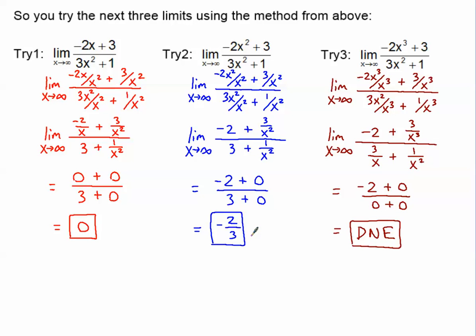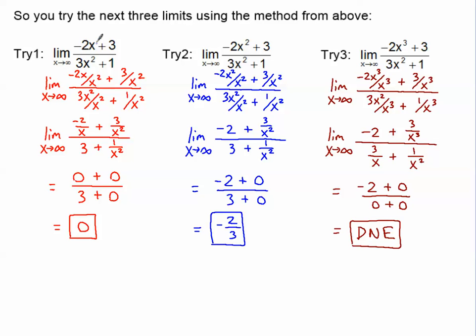So did you notice anything interesting with your three answers and the original function that you were dealing with? I think the biggest clue is the second answer, negative 2/3. I see negative 2/3 right here. And that reminds me of our rational functions when we were graphing. Do you remember when we were graphing rational functions and we were looking for the horizontal asymptote? We were looking at the degrees of the numerator and the denominator.